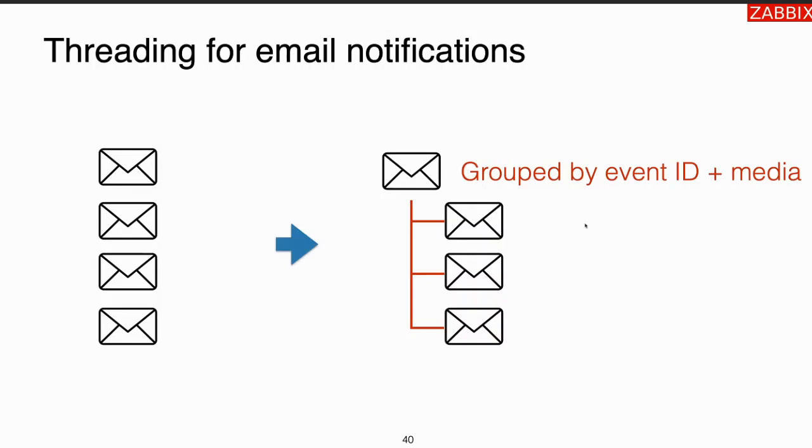A nice feature is about threading for email notifications. Right now, all emails which Zabbix sends to us are very flat. Yeah, so we go to our inbox and we see, okay, flat messages. So no threading supported. But with Zabbix 5.0, all messages will be grouped by event ID, basically. Yeah, so all messages related to the same problem will be threaded by our email client. So I think it's a nice kind of usability touch. What else?